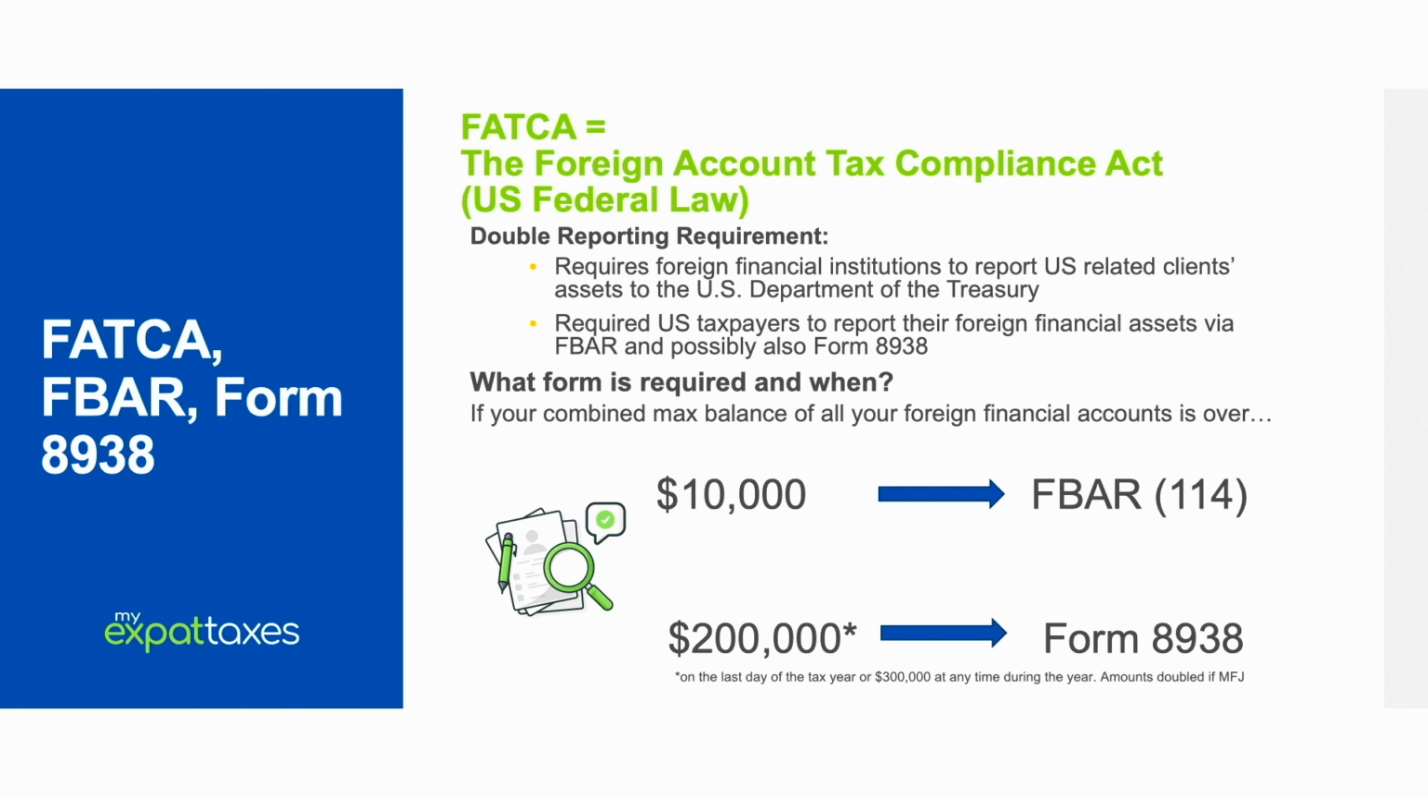This depends on your filing status. It can be doubled if you're married filing jointly. It can be lowered if you're living in the US, etc. But say about $200,000 of combined maximum balances, you have to file 8938. We include this for you directly in MyExpatTaxes, so it's not some extra step you have to take using some extra software. Keep in mind, these forms do have penalties. If you don't file them, there's about a $10,000 penalty on each form, so make sure you file them.